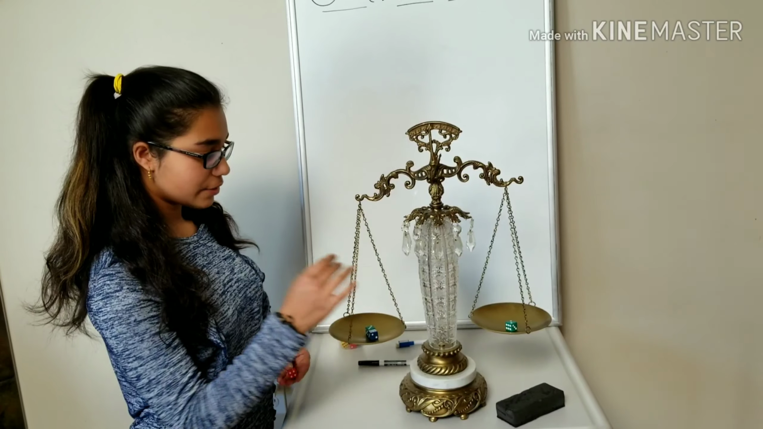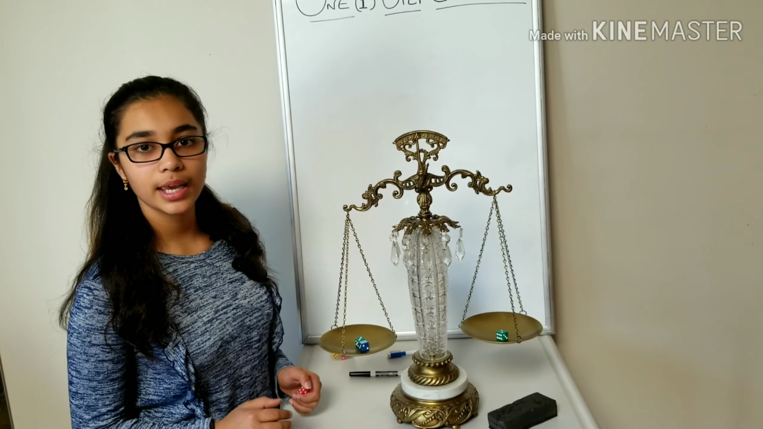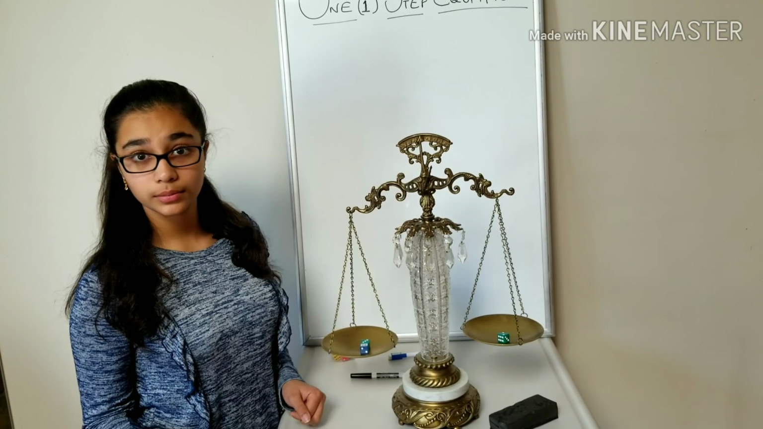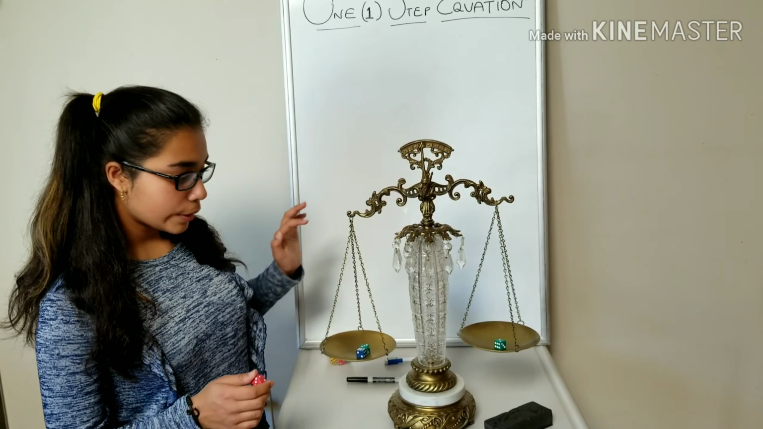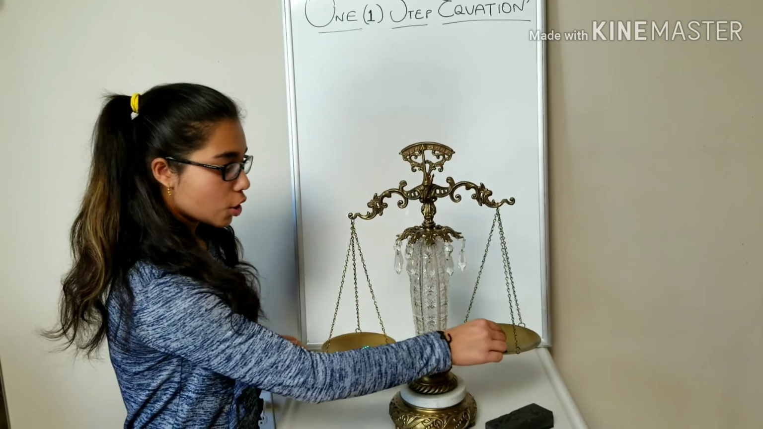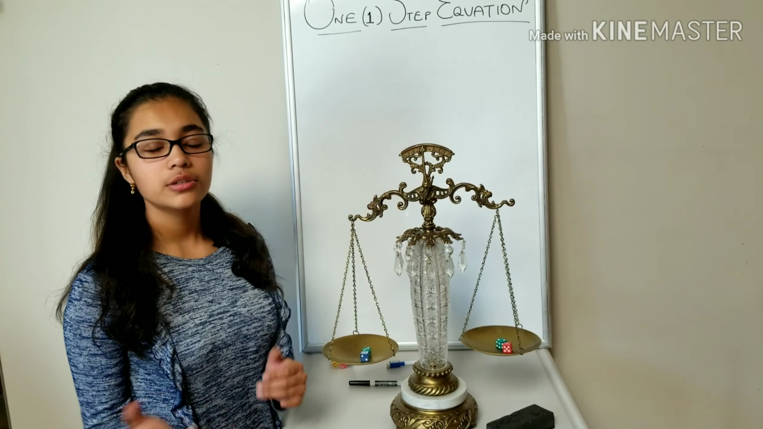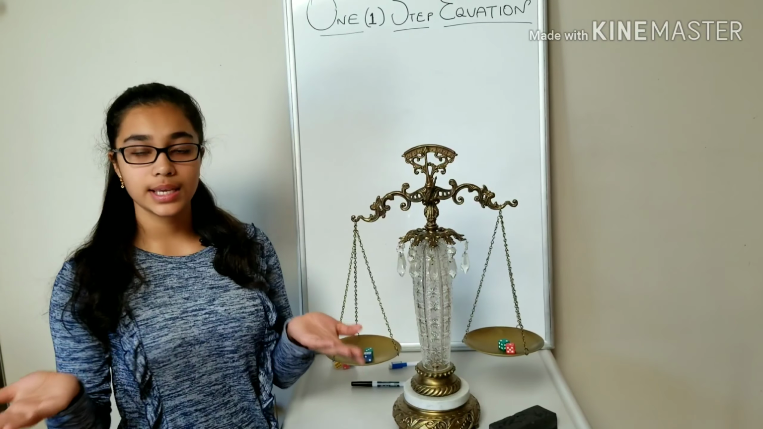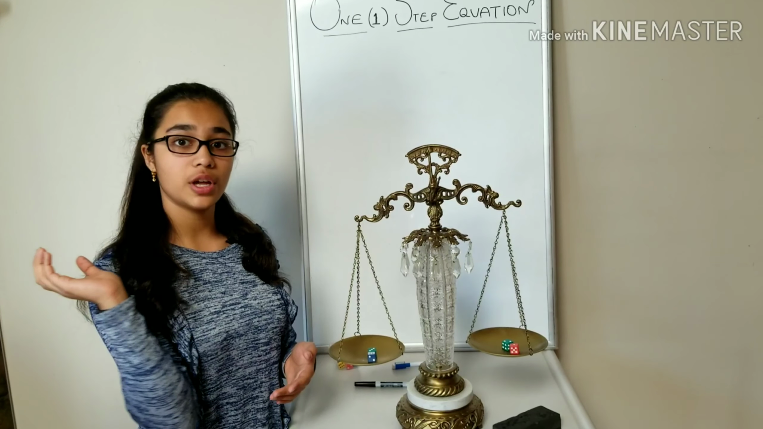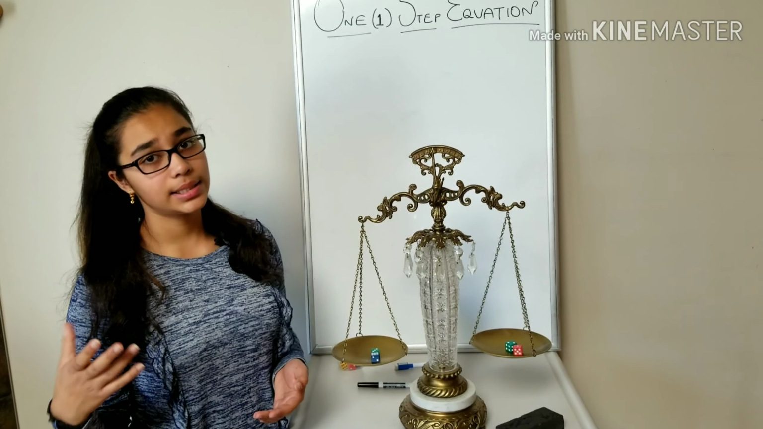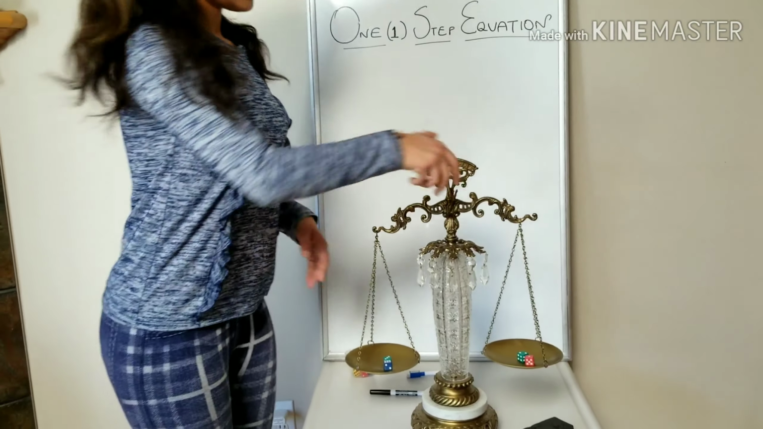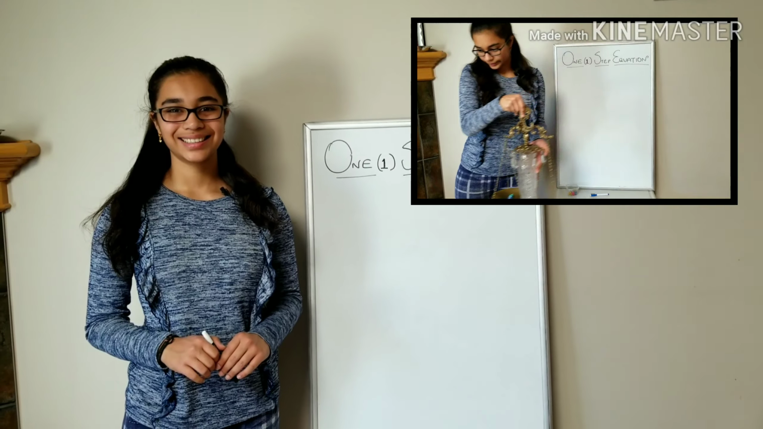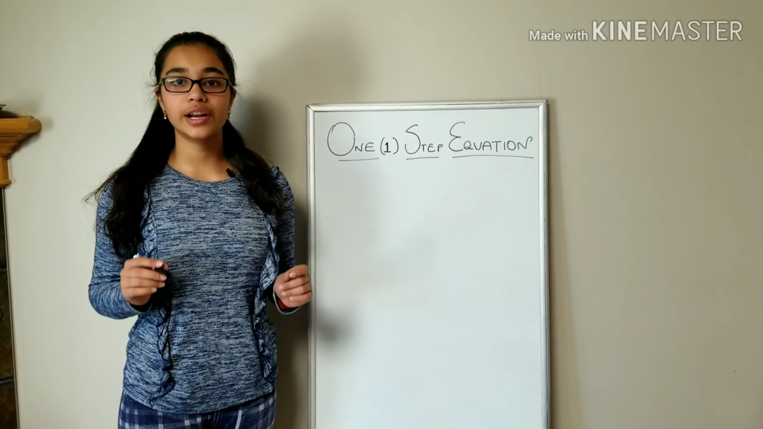If we add something on this side, our balance scale will end up unequal. It won't be equal anymore. That means that whatever we add to this side of our equation, we have to do the same to the other so that our balance scale is equal. We know that whatever is on this side of the equal sign is the same as what is on this side. Now, let's move on to our examples.